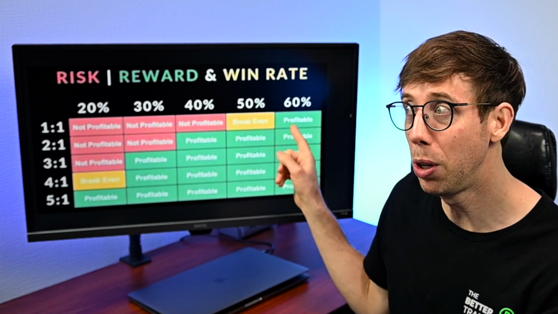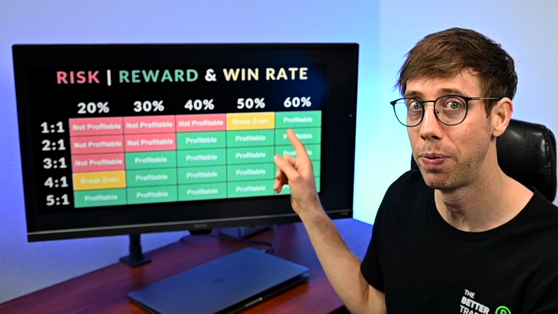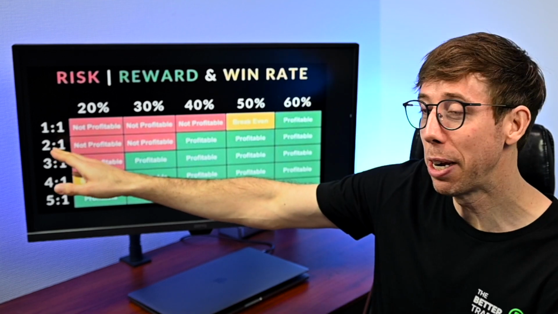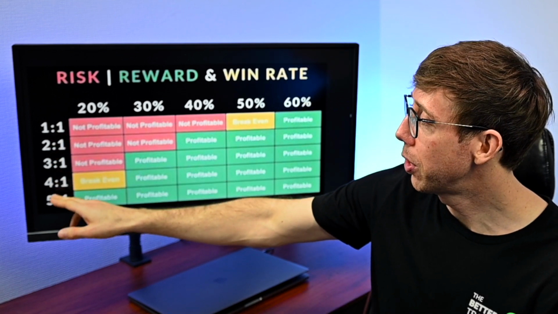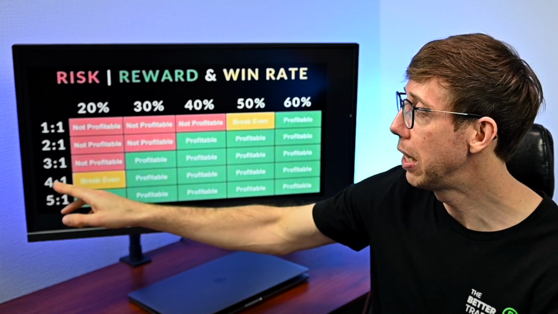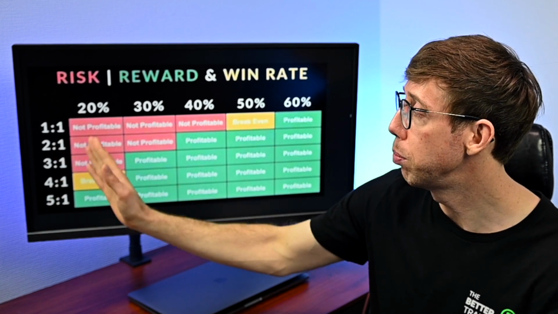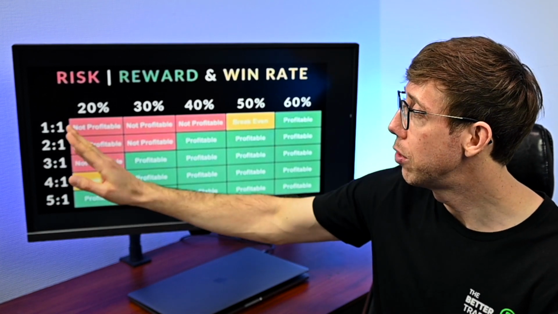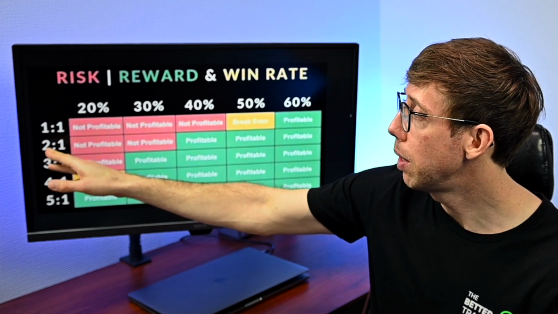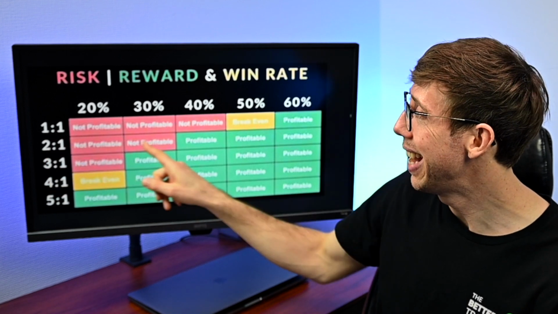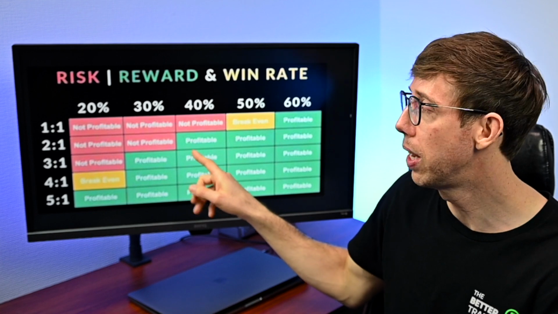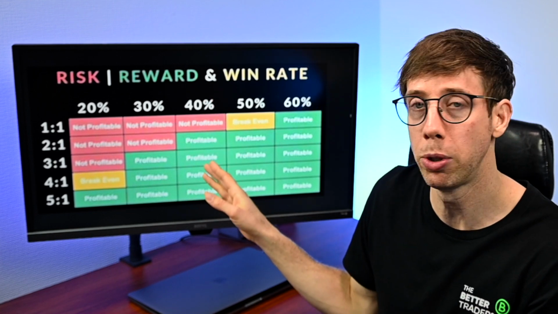You need to be closing in the green 60% of the time. So keep that in mind. So coming back over here, the reason why the numbers increase on the left-hand side is this is how much the reward is moved up. So the risk is over here. So if your reward is 2 times greater than your risk, then you need to get to the 40% win rate in order to become a profitable trader.